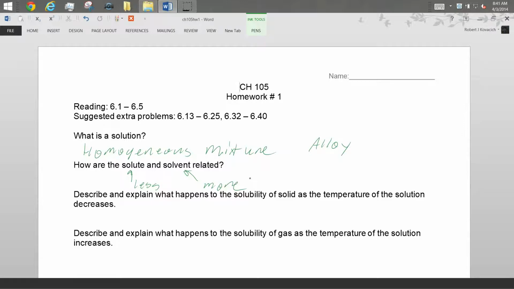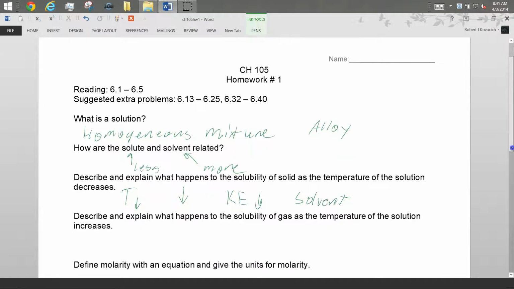So what happens to the solubility of a solid? Okay, so our temperature is going down, and what happens to the solubility of solids? It also goes down. And why does it go down? The solvent has less kinetic energy. And so since they have less kinetic energy, they have less of an ability to break apart the solid.